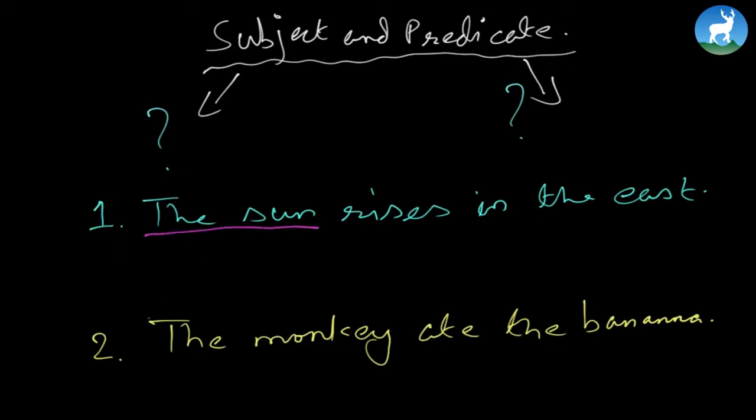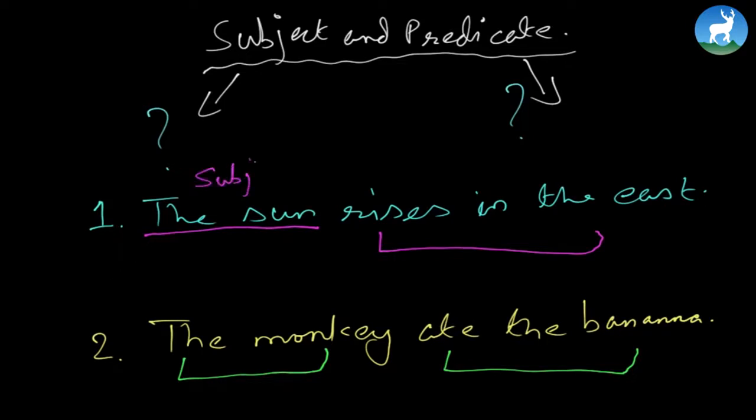It usually answers who or what. Here, what rises in the east? It's the sun. And the entire sentence is talking about the sun. Look at the second example. The monkey ate the banana. Again, what ate the banana? It's the monkey. And the entire sentence is here talking about the monkey. Hence, monkey is the subject, while ate the banana is the predicate. So in the first sentence, the sun is the subject, because the sentence is talking about the sun, while all those words which define the subject are what we call the predicate.